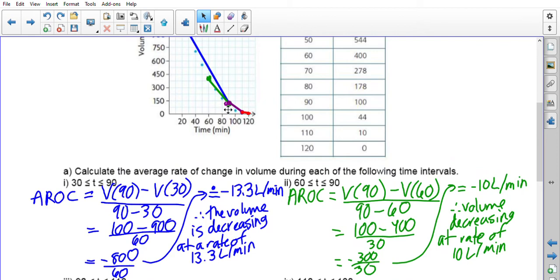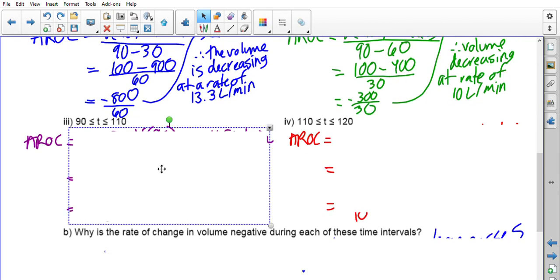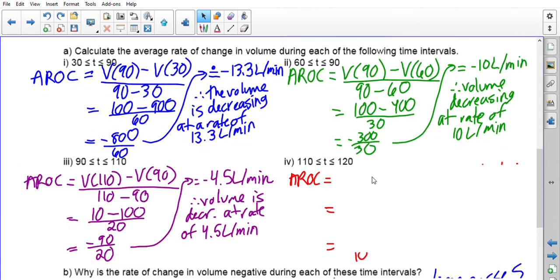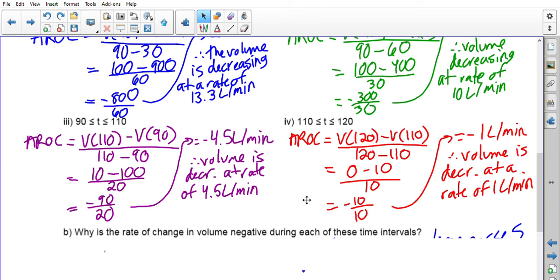From 90 to 110, so that's our little purple one here. When you calculate volume at 110 minus volume at 90 over 110 minus 90, we should get negative 4.5 liters per minute. So the volume is decreasing at a rate of 4.5 liters per minute. Again, much smaller AROC value and still negative. And from 110 to 120, we get an AROC of negative 1 liter per minute, so the volume is decreasing at a rate of 1 liter per minute.